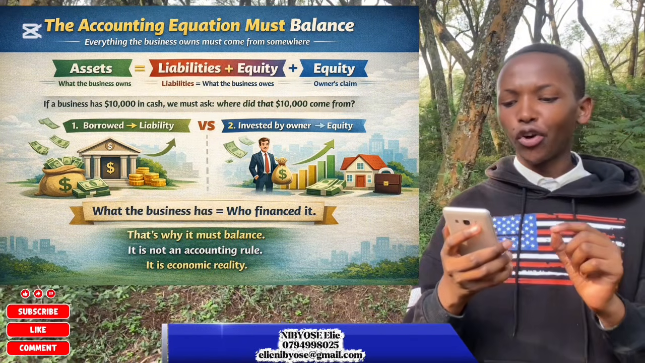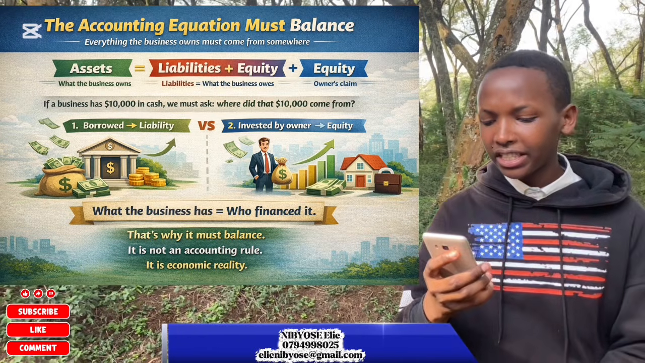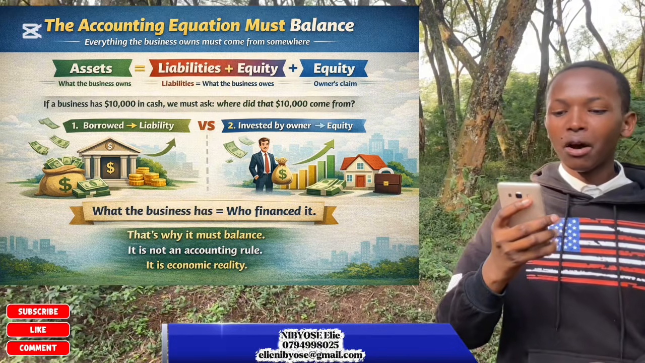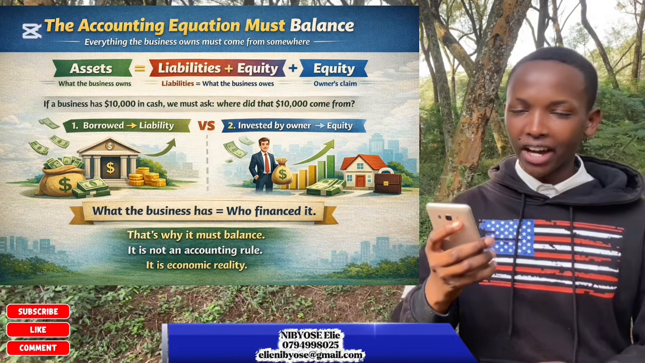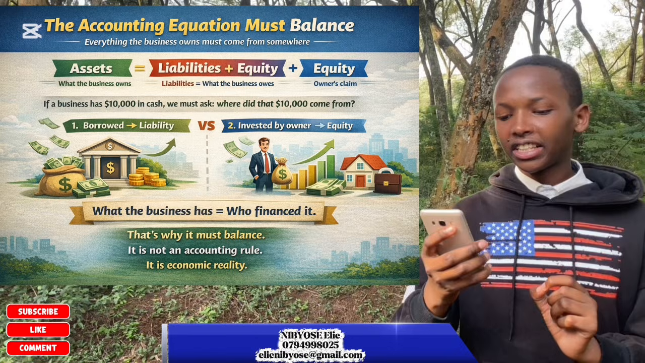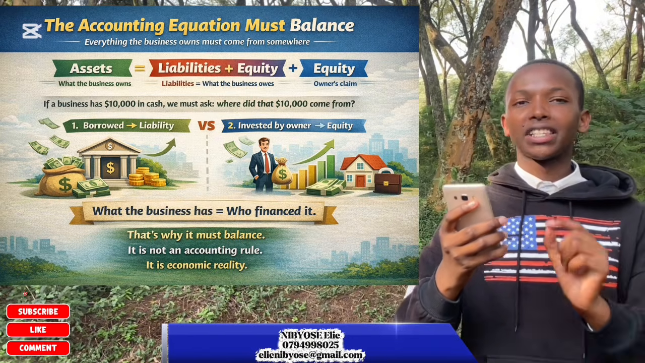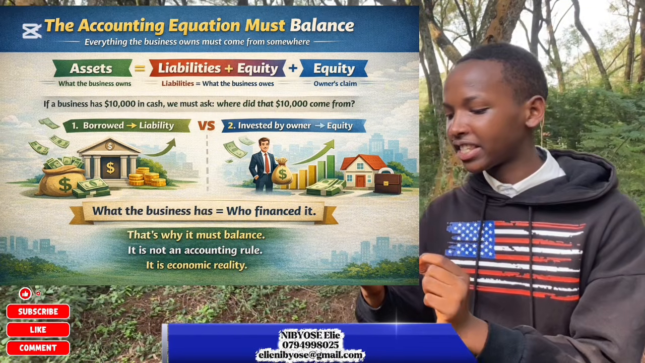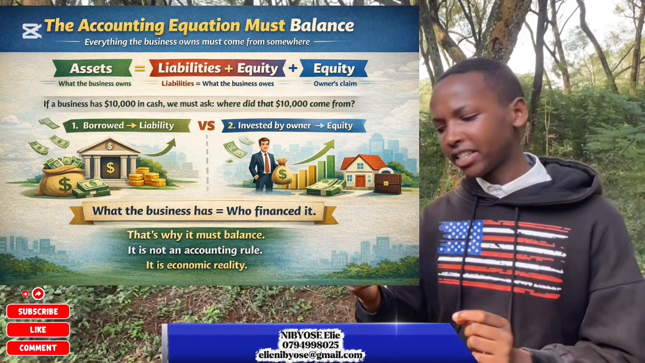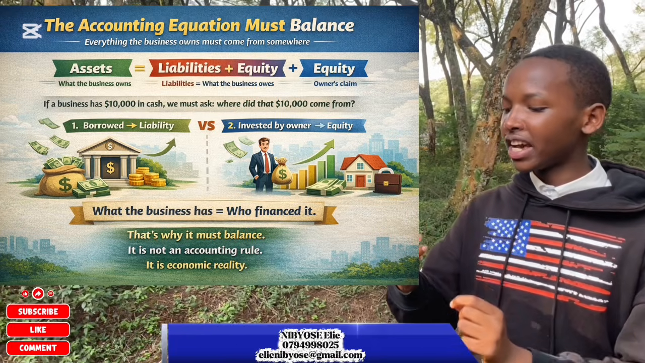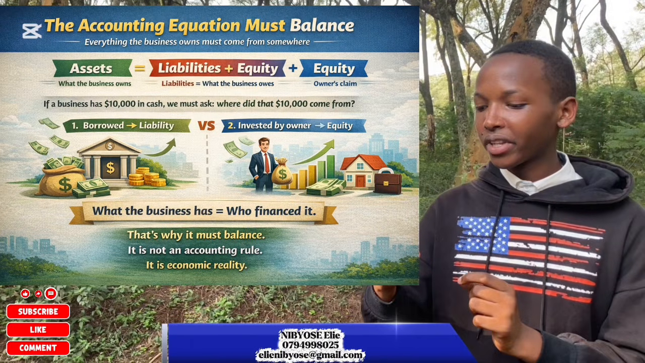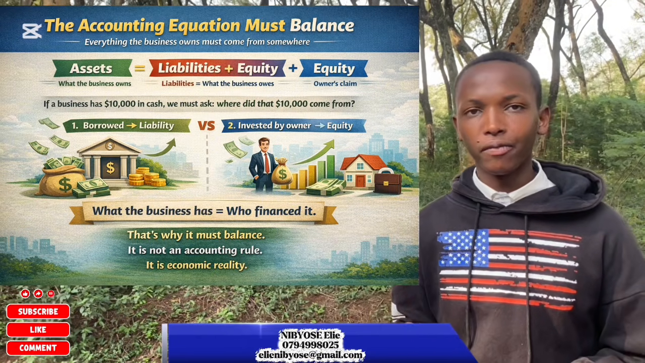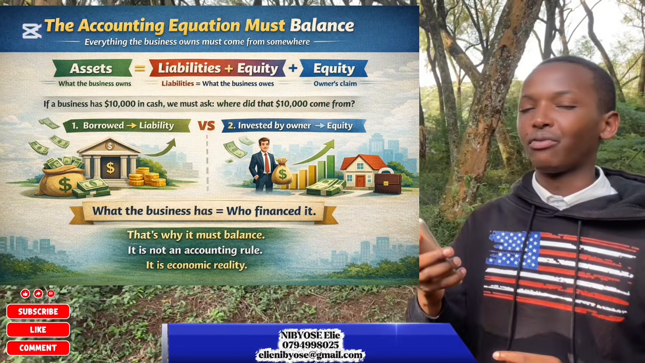The accounting equation must always be balanced because everything the business owns must come from somewhere. Asset equal liabilities plus equity. As we saw, assets are what business owns. Liabilities are what business owes. And equity are owner's claim.